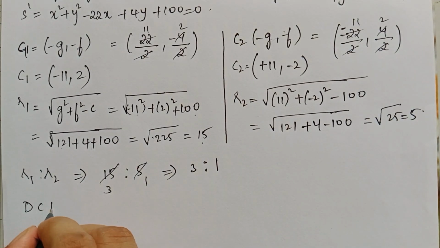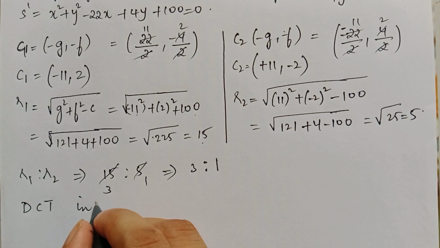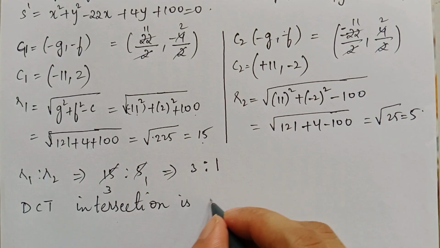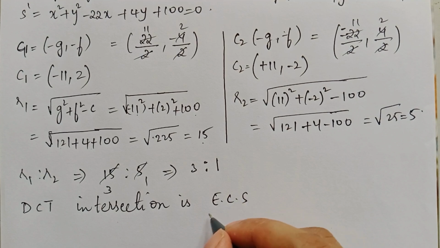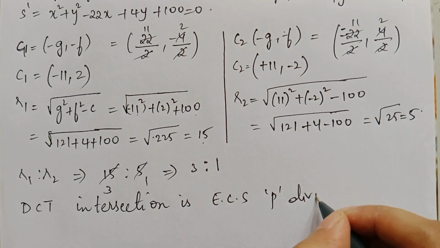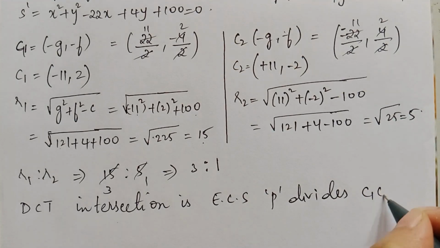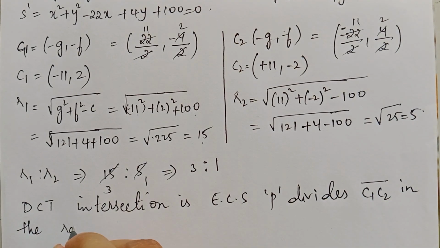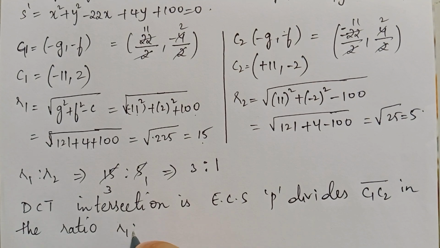So the direct common tangent intersection is ECS, the external center of similitude. P divides C1C2 in the ratio R1 to R2 externally.